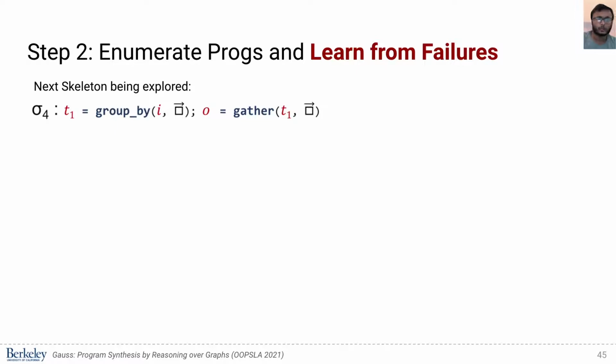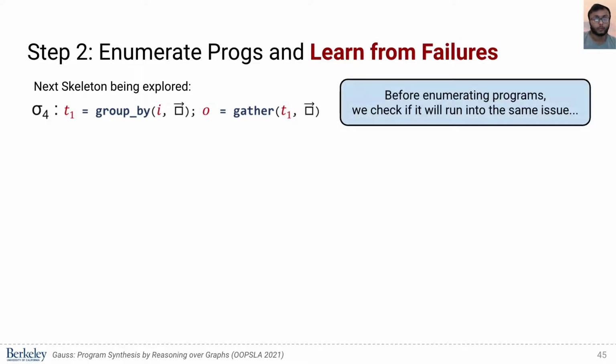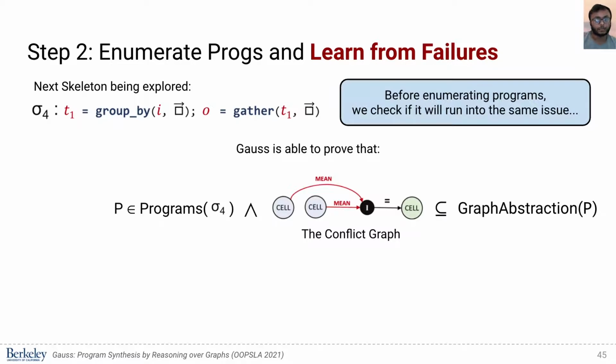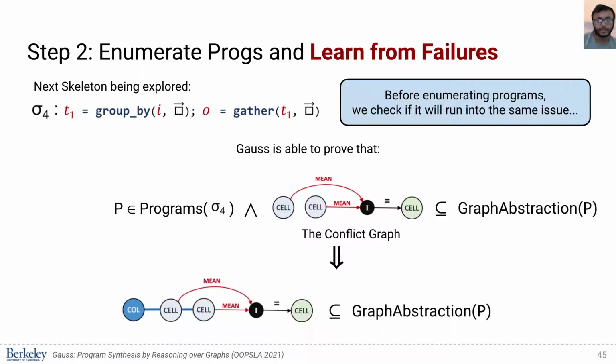The next skeleton explored by Gauss is sigma 4, involving a call to group by first, whose result is then fed to gather. Before enumerating any programs, Gauss checks if the skeleton is guaranteed to run into the same issue as the previous one by utilizing the conflict graph that was identified. In fact, Gauss is able to prove that if there was a program in programs of sigma 4 whose graph abstraction contained the conflict graph as a subgraph, then this graph over here would also be a subgraph of its graph abstraction.